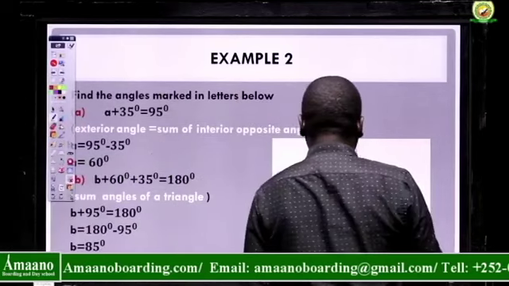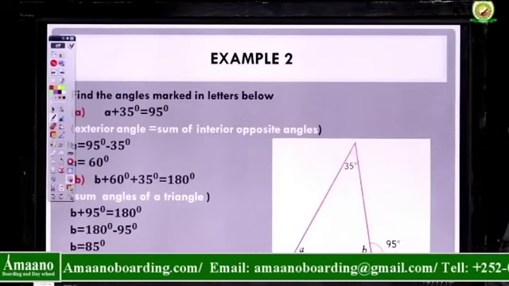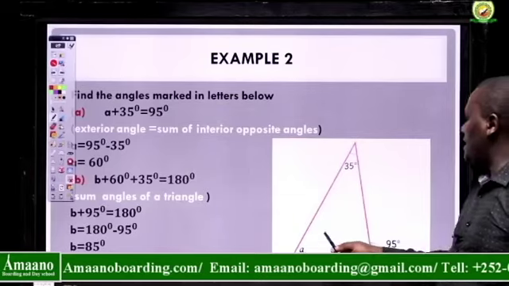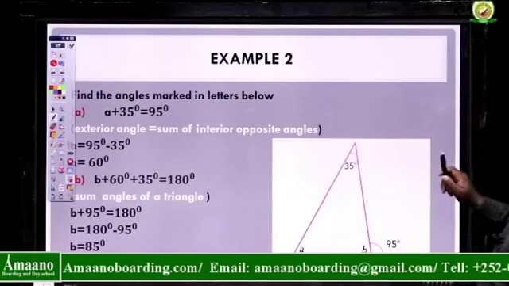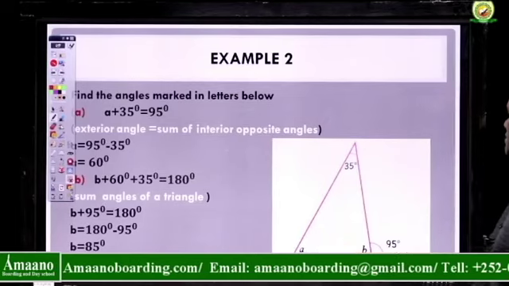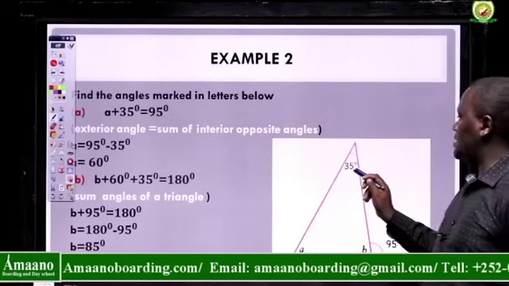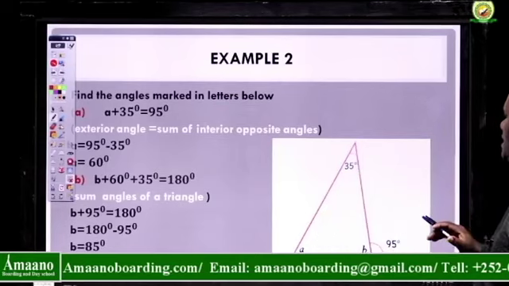Now, in this triangle, we have angle A and angle B. We have 95, and this 95 is the exterior angle. How can I get angle A and angle B? I start with angle A. For me to find angle A, it means two opposite interior angles make one exterior angle.